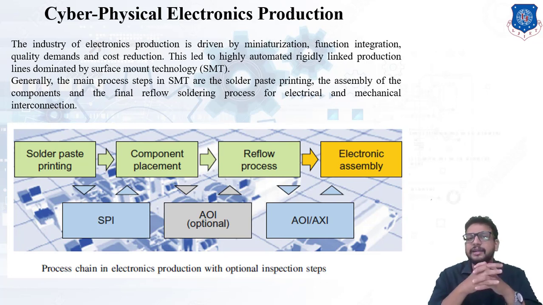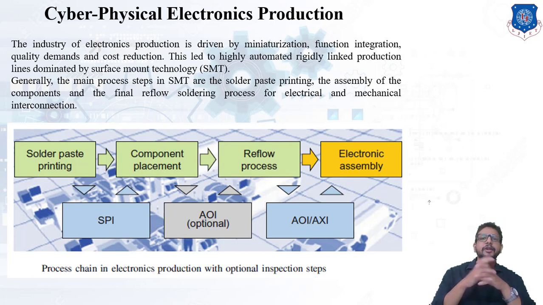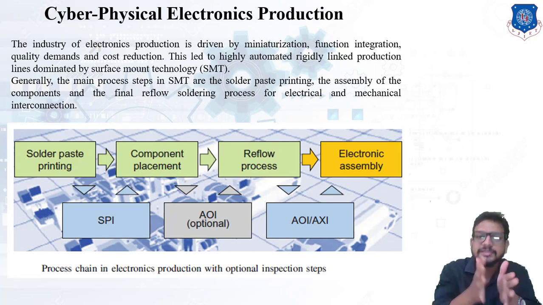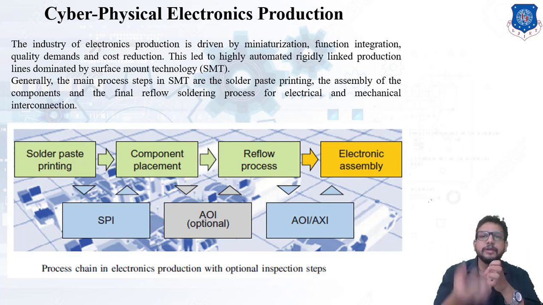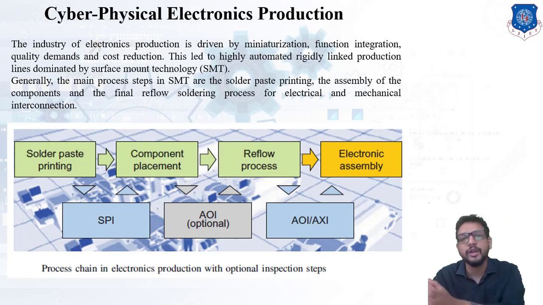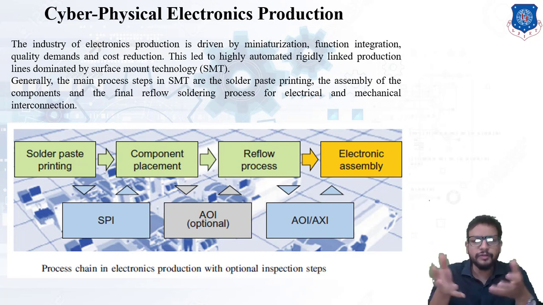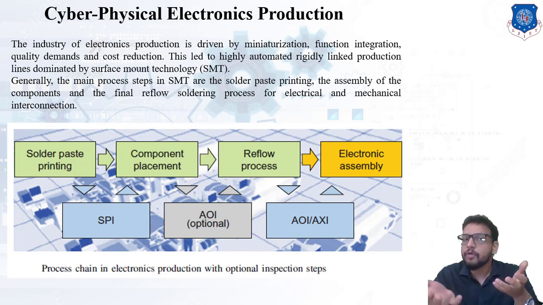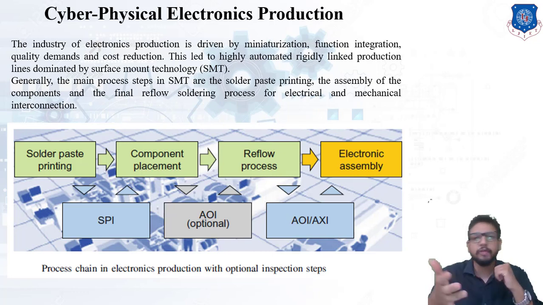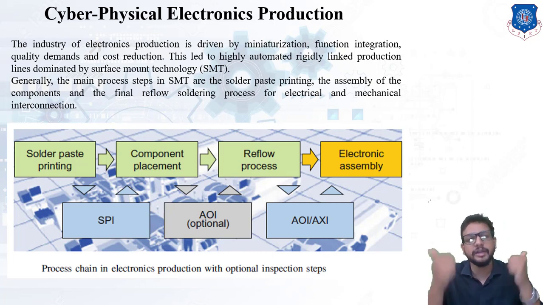So basically we can say that the electronics production industry is driven by miniaturization. Miniaturization means we are using small components and reducing the sizes of circuit boards. Then function integration, which means several functions are integrated into a circuit board, and that circuit board is even connected to a software device. So the circuit board is a hardware device and the other is a software device, both interconnected to fulfill a particular task. Next is the requirement of quality demands, and another, the most important, is cost reduction. So basically this industry is driven by these four requirements: miniaturization, function integration, quality demands and cost reduction.